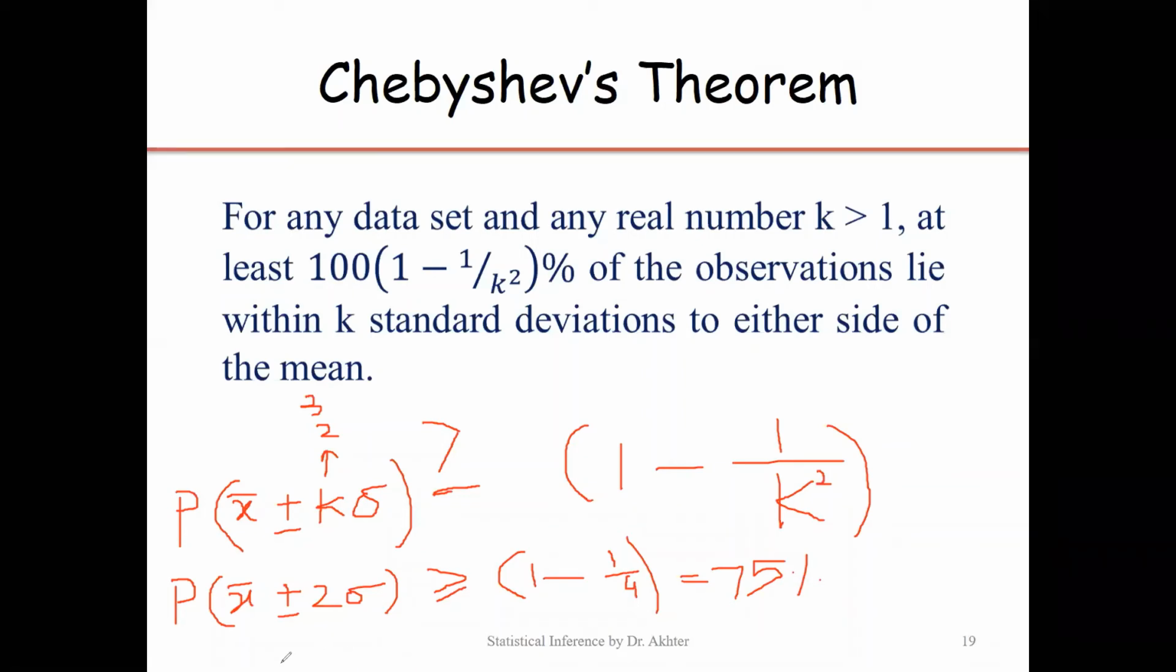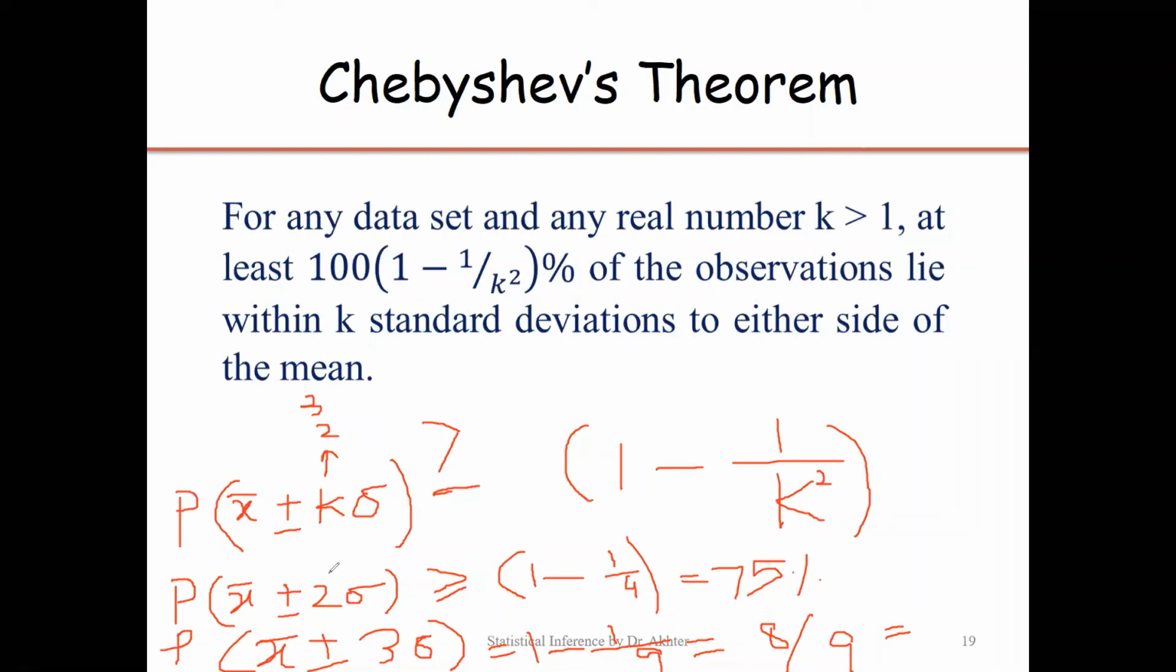If I use x bar plus or minus 3 sigma, it means we are putting the value of k as 3. So it is equal to 1 minus 1 upon 3 square, 1 minus 1 upon 9. It is 8 by 9, so 8 by 9 is the probability. In percentage it is 88.8%. So 88.8% of observations will lie between x bar minus 3 sigma and x bar plus 3 sigma.